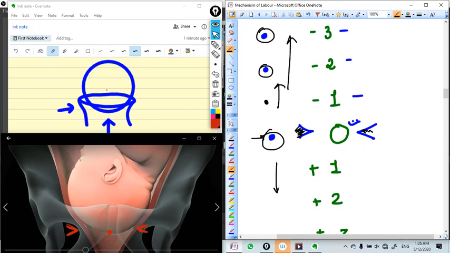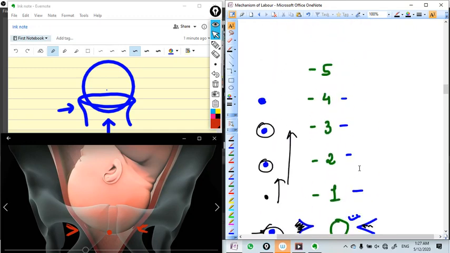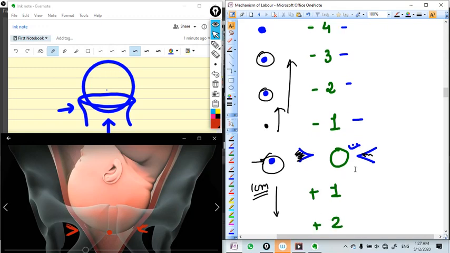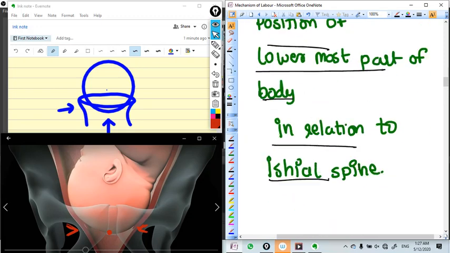Similarly, when the leading part crosses the ischial spine and goes beyond it, 1 centimeter beyond the ischial spine, we call it station +1. 2 centimeter beyond the ischial spine, +2 station. 3 centimeter beyond the ischial spine, +3 station. That's why we have -5 station and similarly up to +5 station below the ischial spine. Okay, so this was the station.